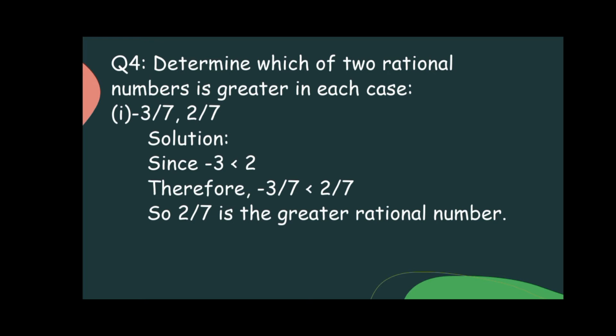Alright, so part 1 is minus 3 by 7 and 2 by 7. Both the denominators are already positive. Great. And both the denominators are the same, which is 7 here. So we can easily compare the numerators. One numerator is minus 3 and the second numerator is 2. Of course minus 3 is less than 2. Therefore minus 3 by 7 is less than 2 by 7. So 2 by 7 is the greater rational number here.